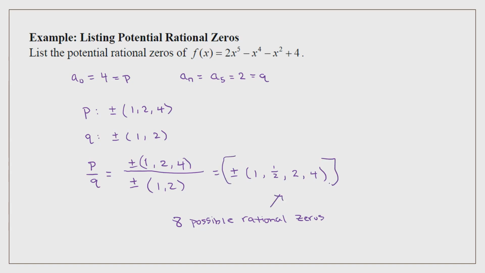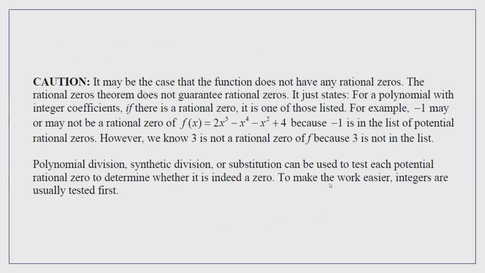These are our potential rational zeros. All right. Caution. It may be the case that the function does not have any rational zeros. So the rational zeros theorem does not guarantee rational zeros. It states that for a polynomial with integer coefficients, if there is a rational zero, it is one of those listed.